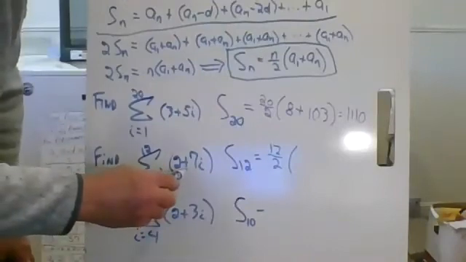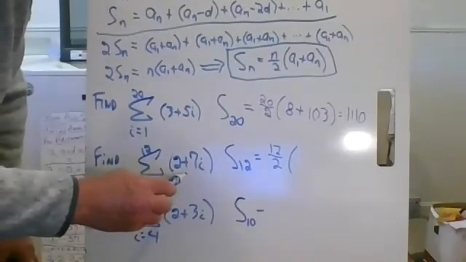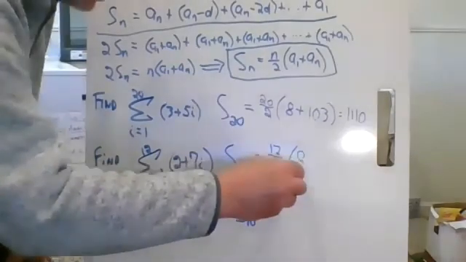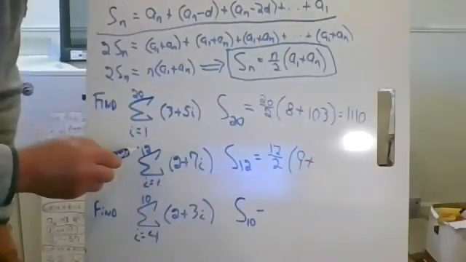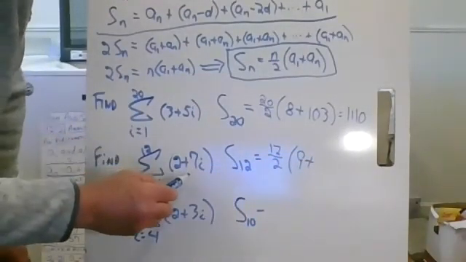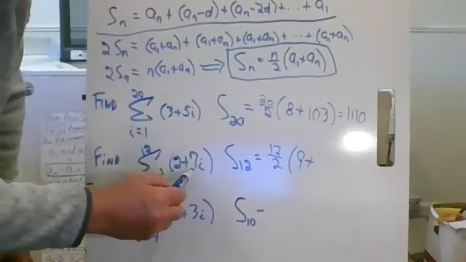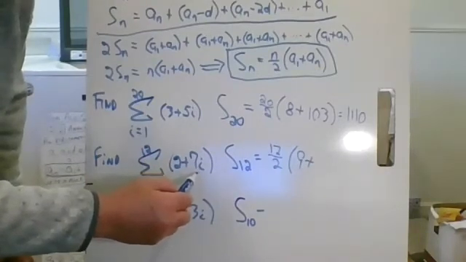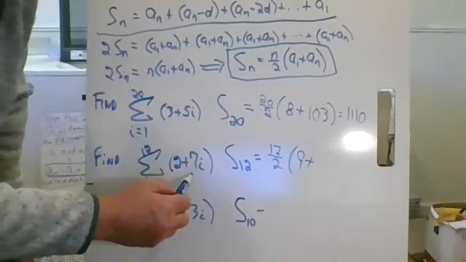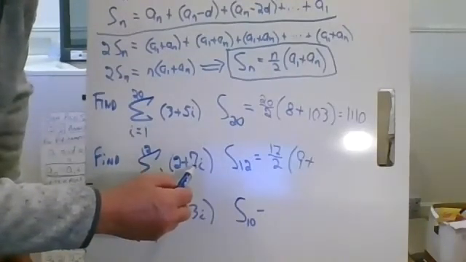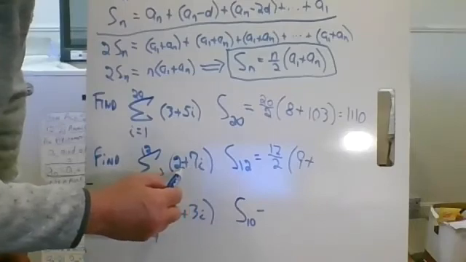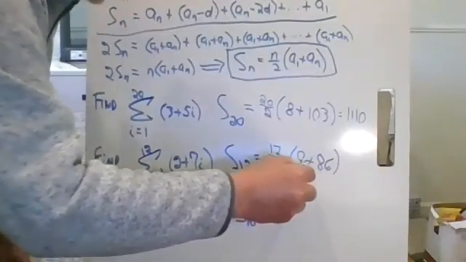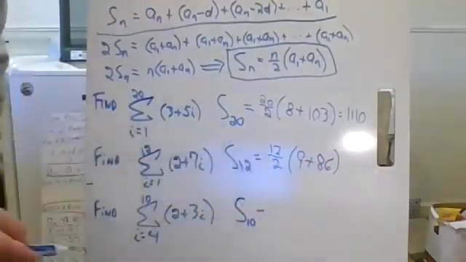What is a sub 1 here? 9, plus a sub n, which is a sub 12. 2 plus 7 times 12. What's 7 times 12? 84, plus 2, 86. And so you end up with 95 times 6, whatever that is.